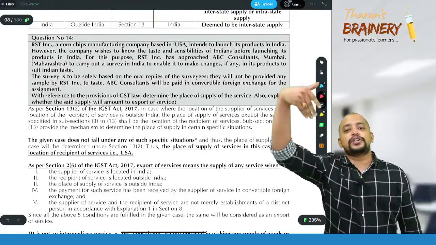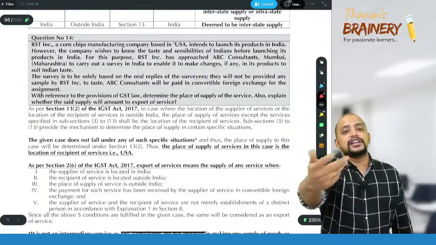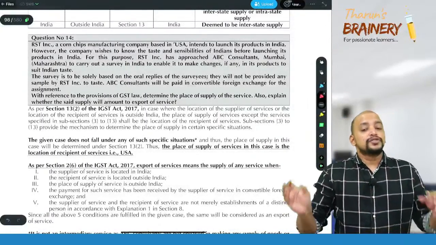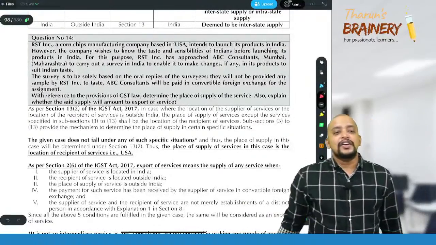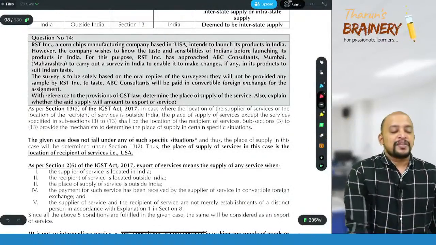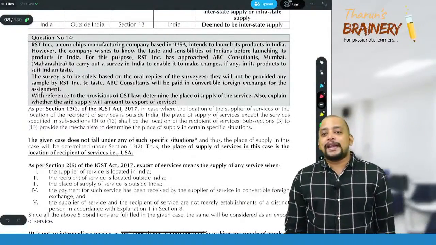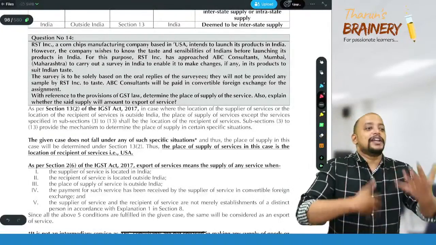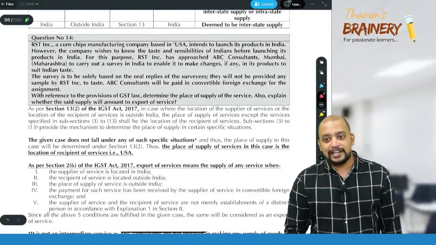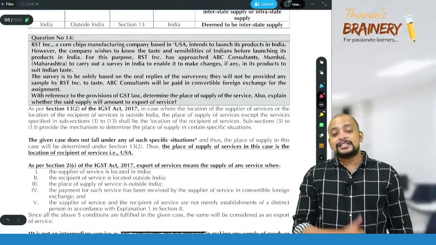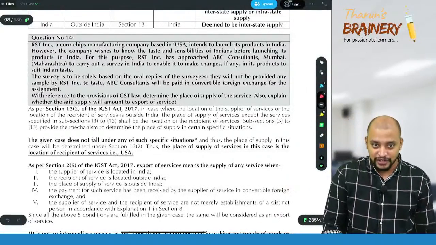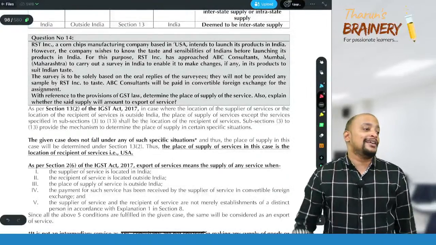They are not importing chips packets and giving them to the customers for the survey. So oral replies means they come and ask, will you like chips made of pineapple? Now you give a reply. Like that you will tell, and they will note it. That much only. So it will not come under section 13 performance based service in relation to goods. It will come under the general provisions.